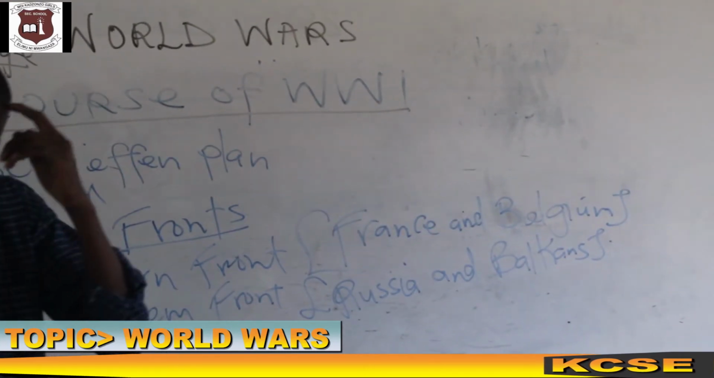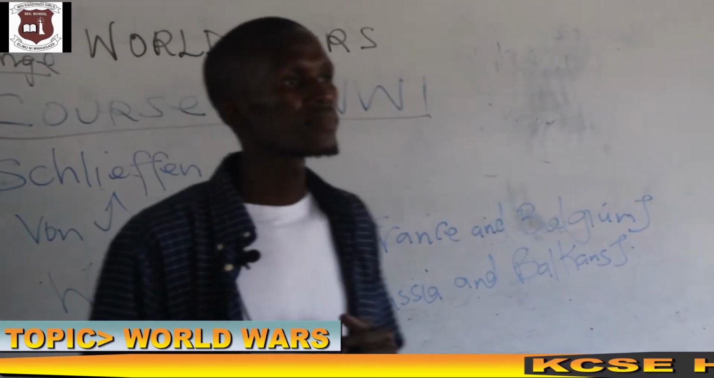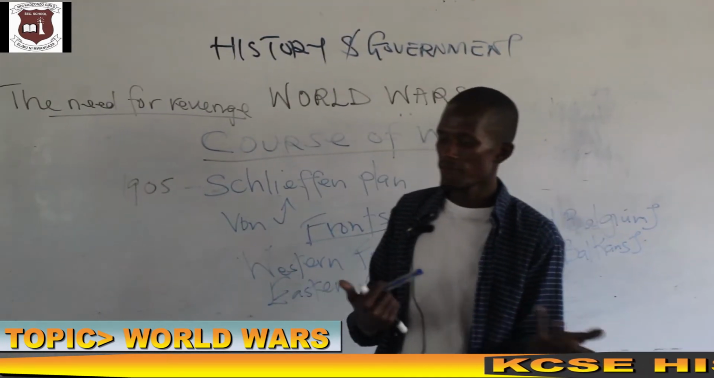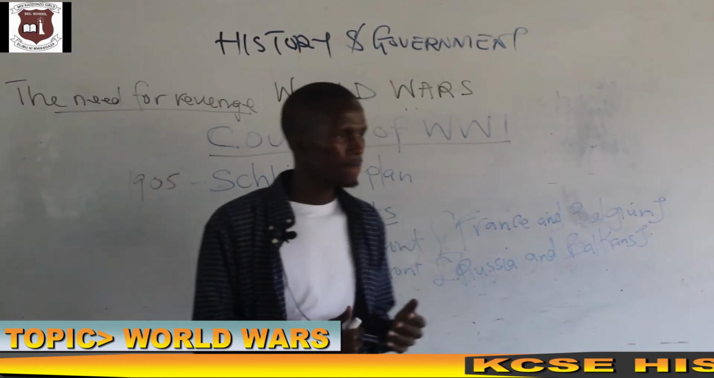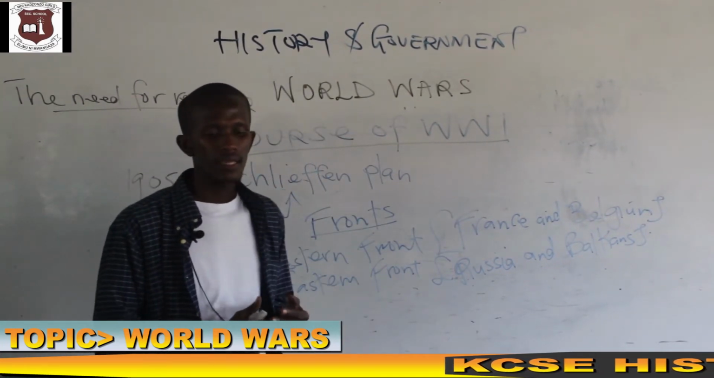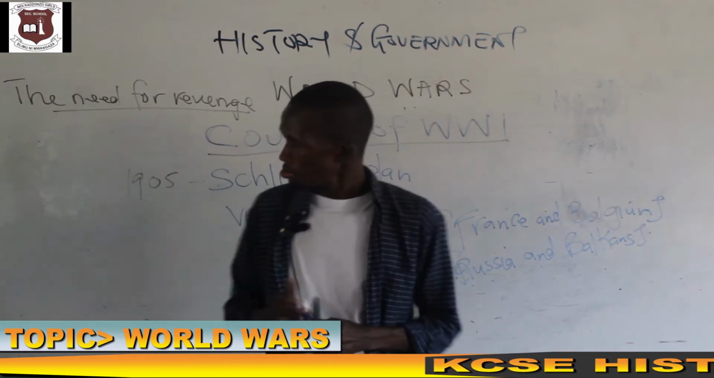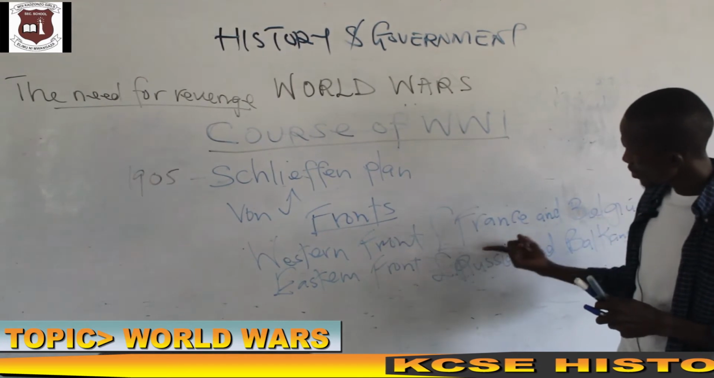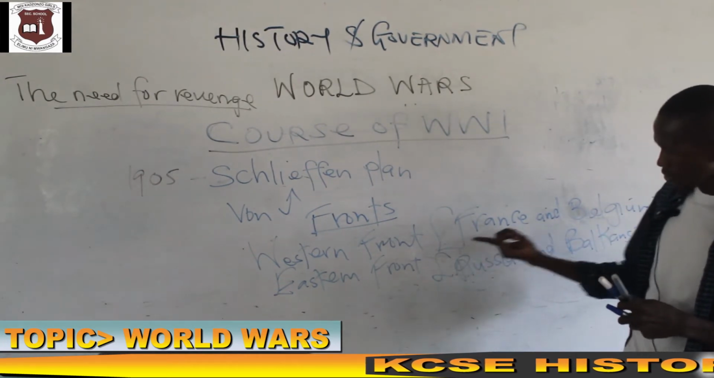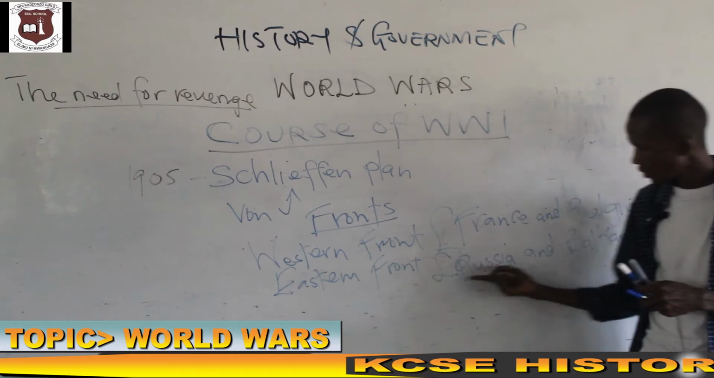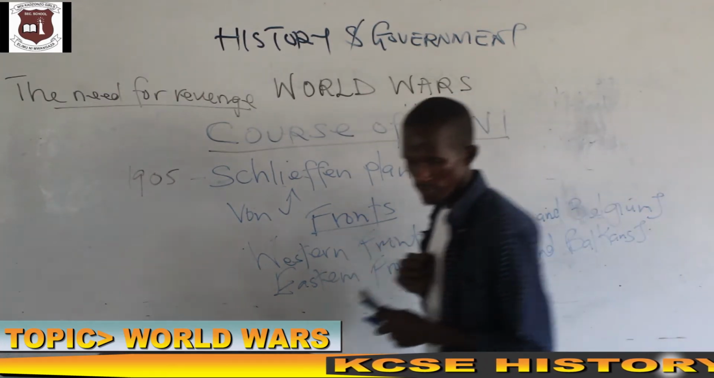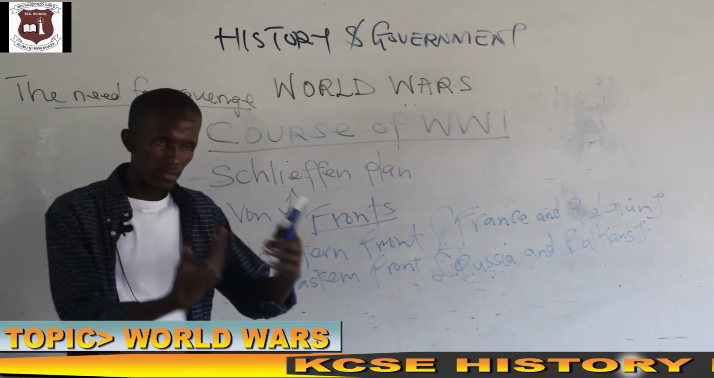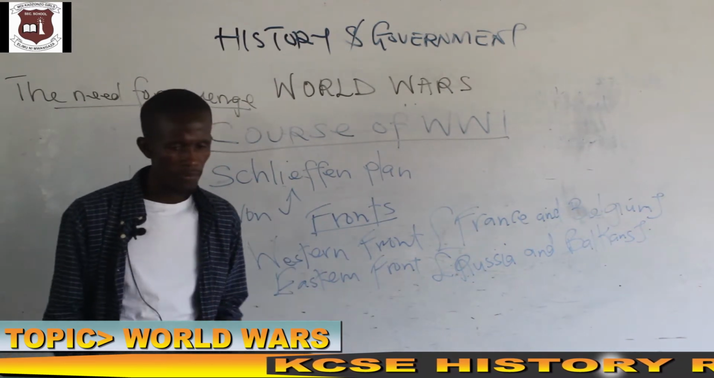Now, if you look at your textbook Evolving World, page 8, page 9, you will see a map giving you how the war in the Western Front was actually fought, and also how the war in the Eastern Front was fought. Now let us begin looking at the war on the Western Front. I'll take you slowly so that you can understand the flow of events.